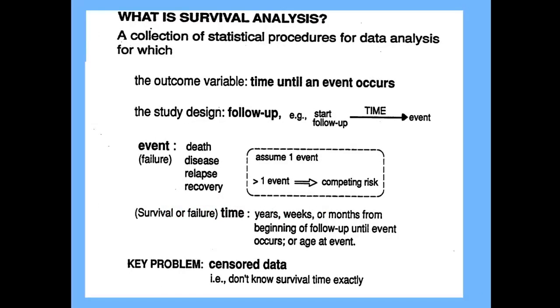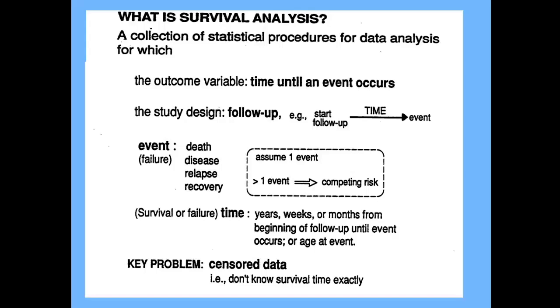Okay, as I say here, it's a bunch of statistical procedures for doing data analysis for a certain data situation. The data situation is such that the outcome variable is different from the outcome variable we've been talking about up to this point, where it was either binary or had 3 or more categories. Now the outcome variable is a continuous variable, and it involves time. It's time until something happens, and the something is often called an event.